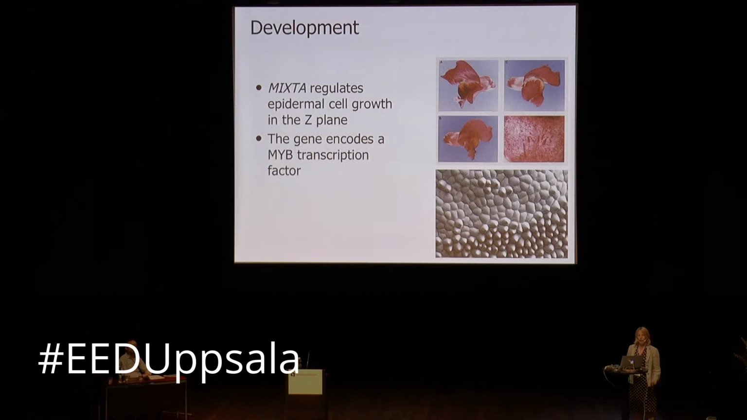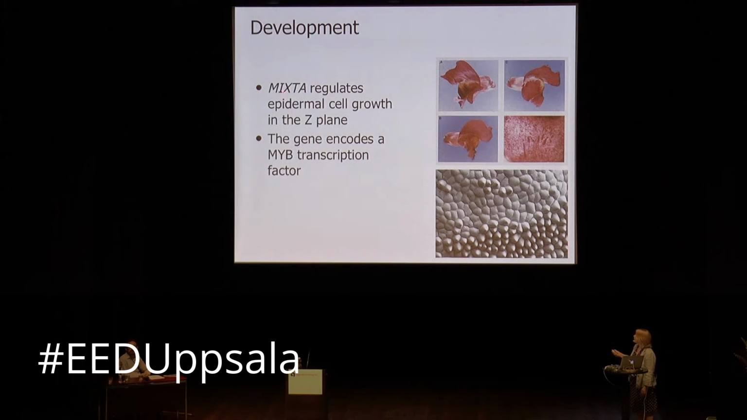We essentially know that conical cell outgrowth is regulated by a MYB transcription factor. The R2-R3 MYB family is much expanded in plants compared to MYBs in animals. And the MYB transcription factor that regulates that cell growth does so by controlling outgrowth in the Z plane, so that's towards you, and it does it very specifically in the petal epidermis.